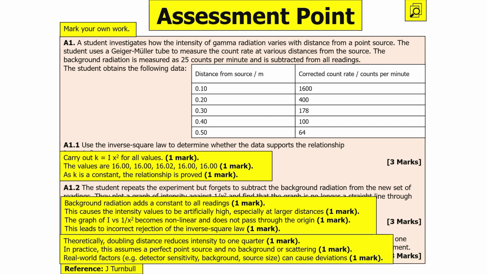Finally, doubling the distance reduces intensity to 1/4, but in practice this will assume a perfect point source and no background or scattering. Real-world factors such as the sensitivity of the detector, background radiation and the size of the source will also cause some deviations to the values.